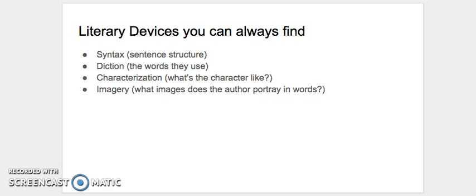Finally, there's also imagery, and imagery is also pretty common. Essentially, if you can find an area where something is described in a way that evokes images, then you can identify it as imagery, which happens very, very often as an author tries to entertain as well as inform the reader through imagery.